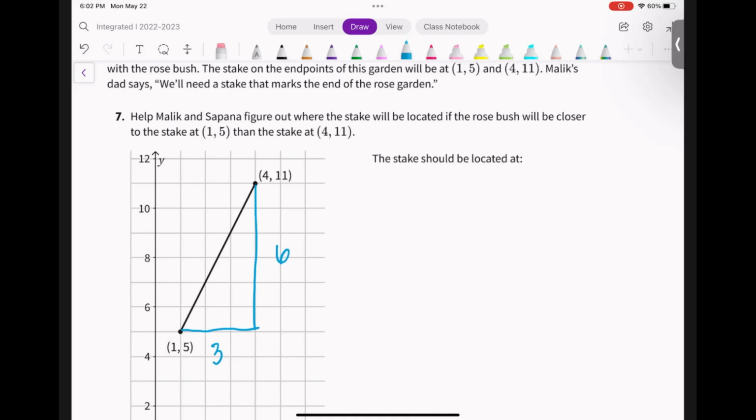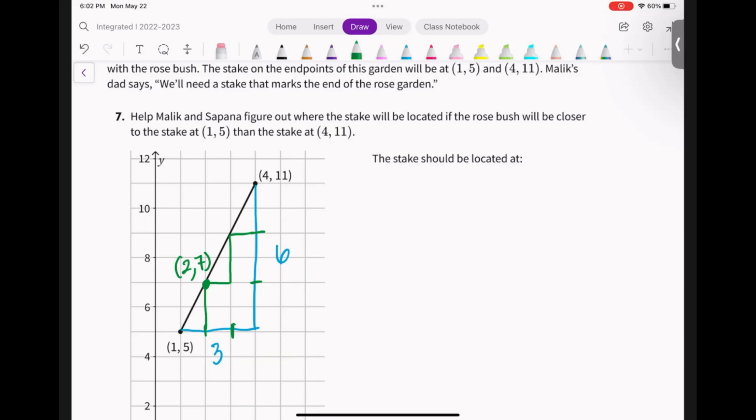And you can kind of see that here. And the vertical distance into 3 parts, like we see here. So if you want to do like Malik, he's going to go like this. And then this is going to be where that stake is going to be. Okay. Which, let's see, it's 1 to the right. So now it's 2, and 2 up from 5. So that's (2, 7).